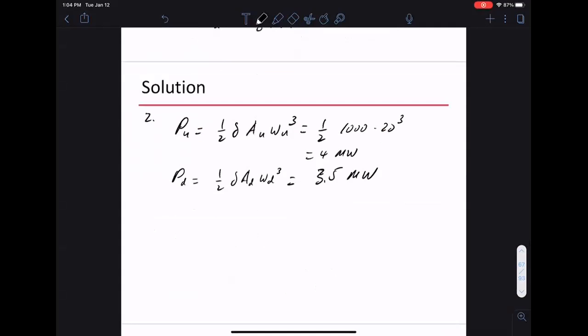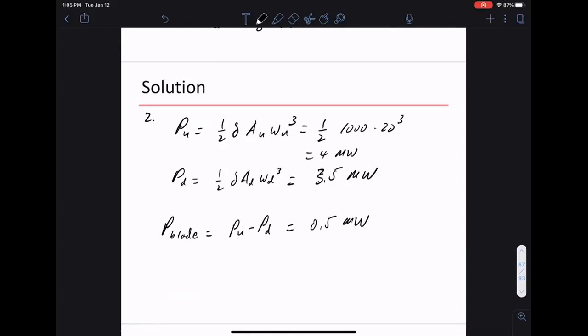Then it's easy to compute the amount of power we extract. Just this difference, 0.5 megawatts. Okay. So once we know the amount of power upwind and the amount of power downwind, subtract them, you get the power at the blade. So this is the case where you know the mass flow rate, right? So it's not very difficult to compute the amount of power we can extract. Okay. So we know the amount of power we extract.